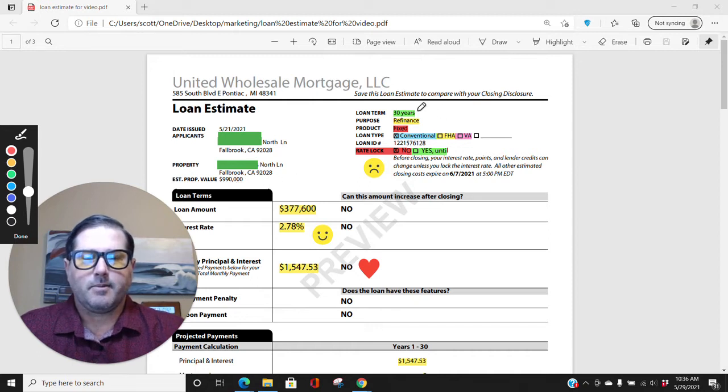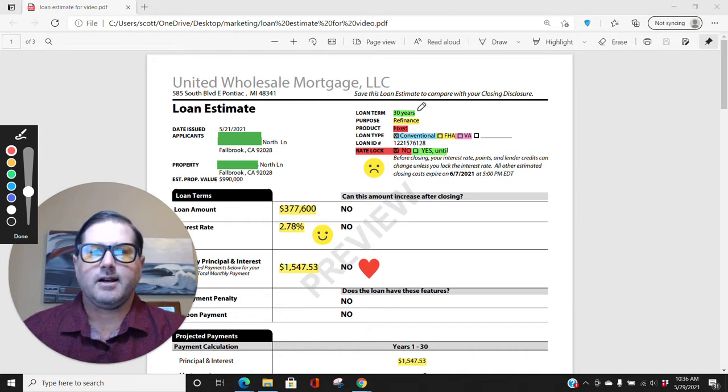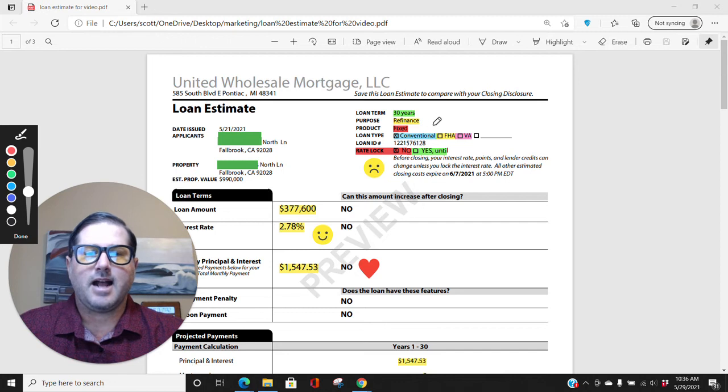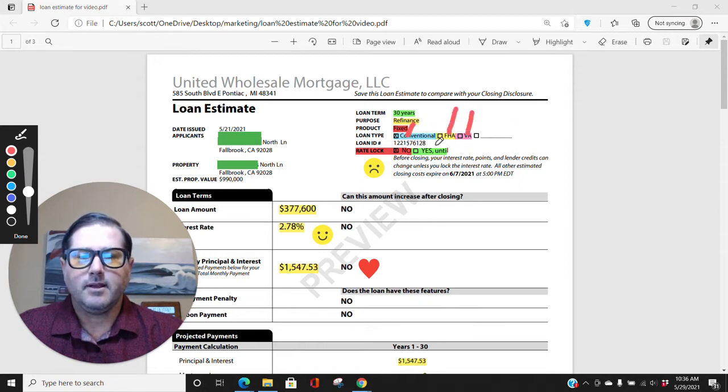Your loan term, that's important. Is it a 30-year, a 15-year, a 20-year? The purpose, refinance or purchase, or refinance cash out. Is it fixed or adjustable? That's huge. You don't want to get an adjustable loan if you think you're getting a fixed loan. Here we go. The loan type, conventional, FHA, VA. The loan ID number. The rate lock right here.